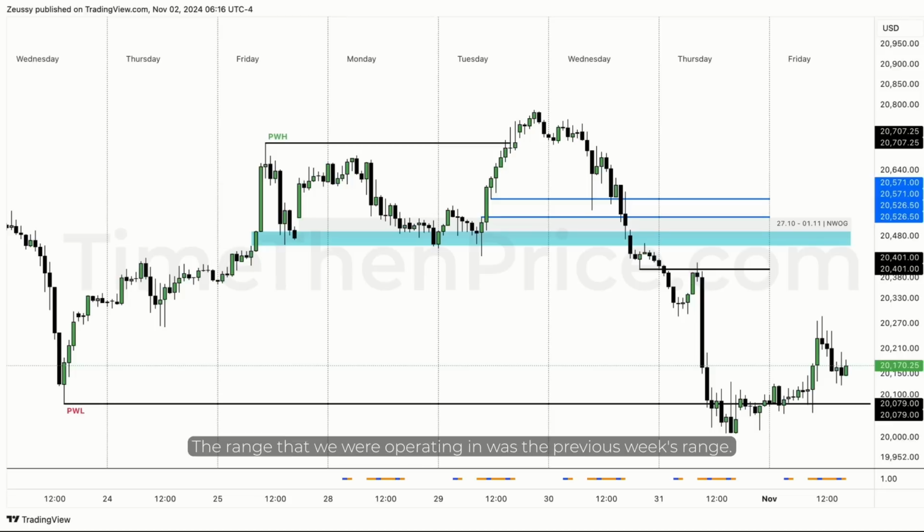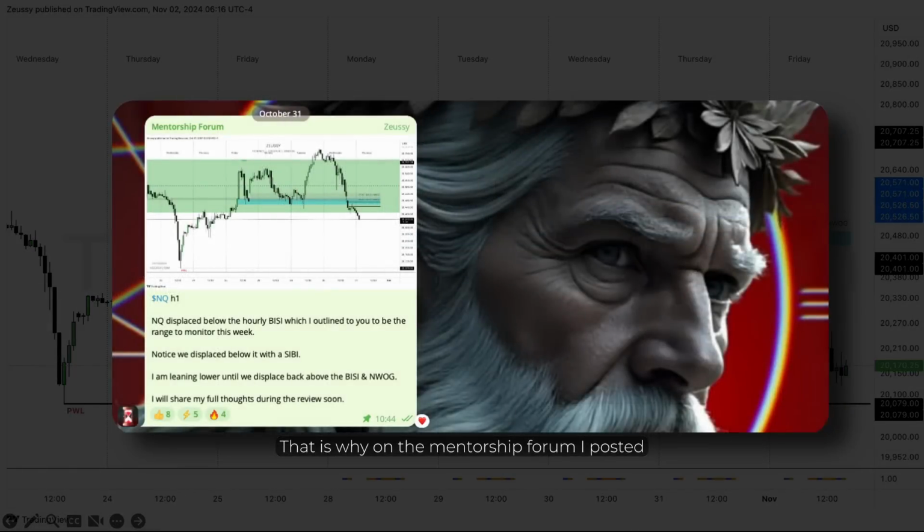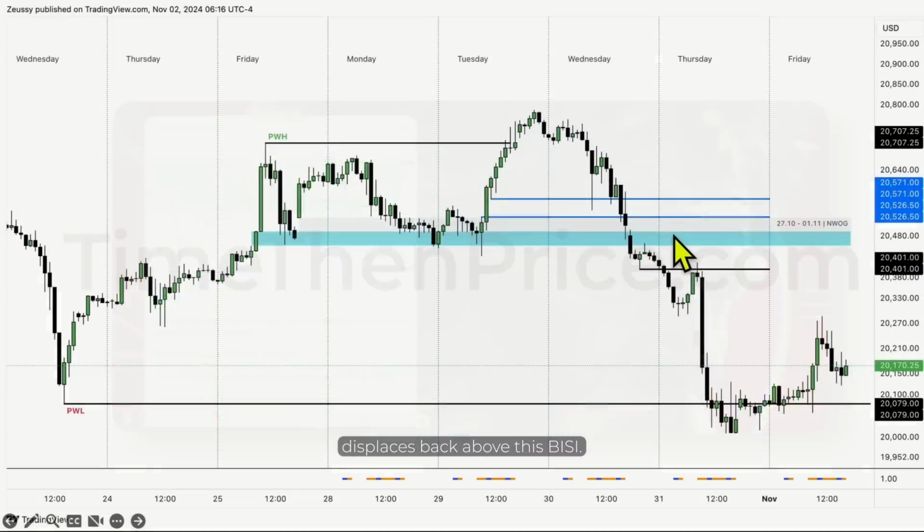The range that we were operating in was the previous week's range. We purged the previous week's high, and now we can anticipate a revert to take place towards the previous week's low. That is why on the mentorship forum, I posted that I'm anticipating Nasdaq to draw towards the previous week's low unless it displaces back above this BC.